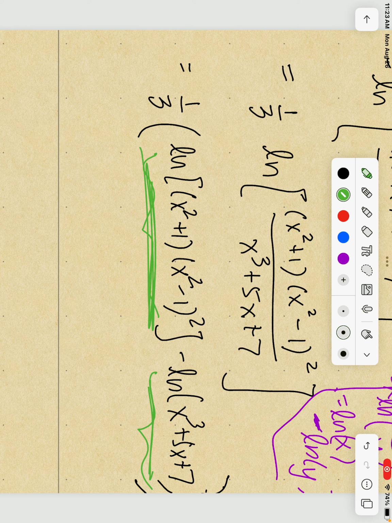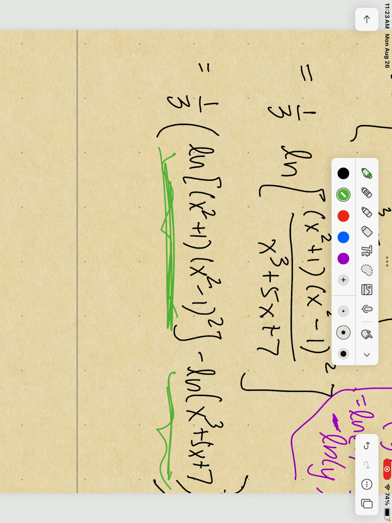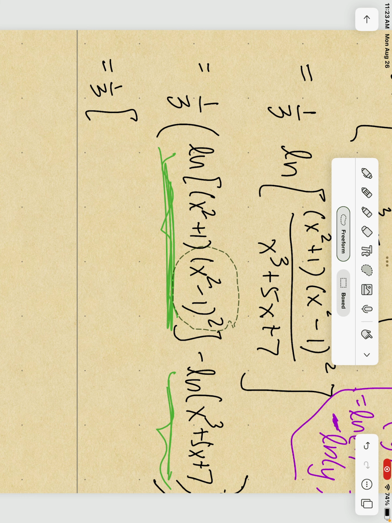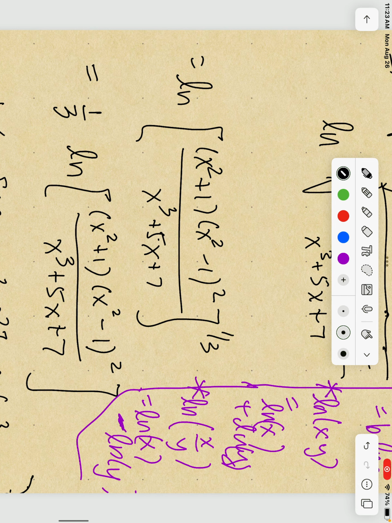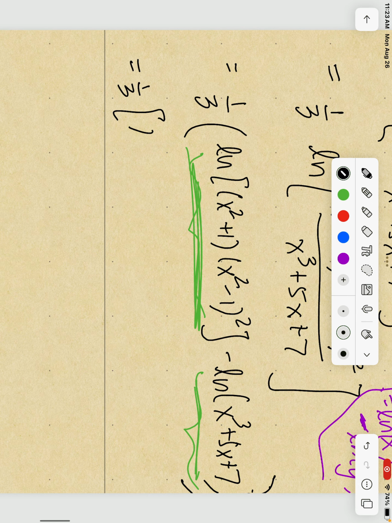This part I can simplify using the fact that I have a product. So when I take a natural log of a product, it turns into a sum. So this is 1/3 times ln. Okay, so I have this thing, x squared plus 1, times that thing, x squared minus 1 quantity squared. So this I can split up using property number 2. Okay, this splits up as ln of x squared plus 1 plus ln of x squared minus 1 squared.